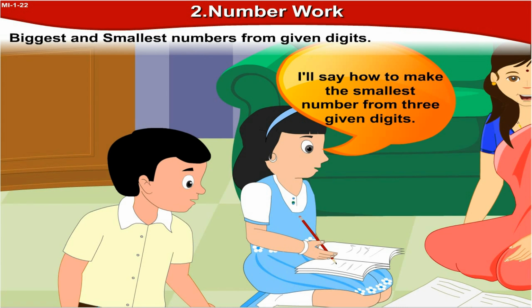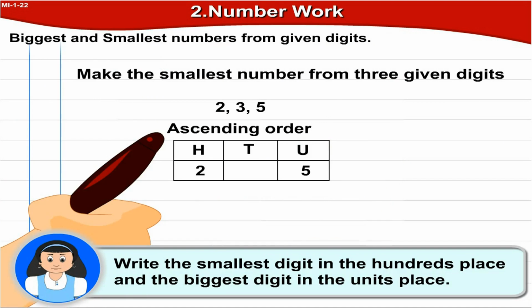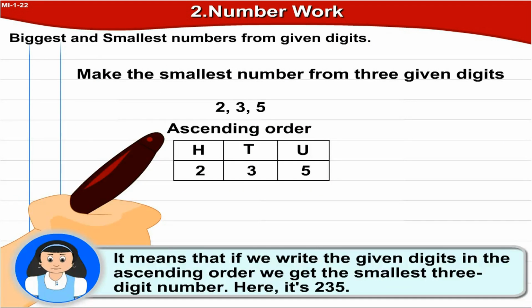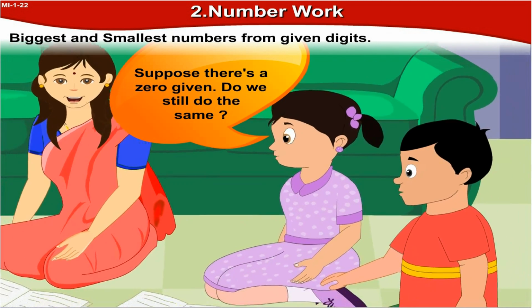Shall I say how to make the smallest number from 3 given digits? Let's write the smallest digit in the hundreds place and the biggest digit in the units place. The remaining digit goes in the tens place. It means that if we write the given digits in ascending order, we get the smallest 3-digit number. Here it is 235.